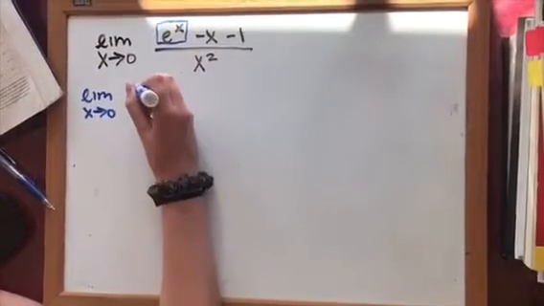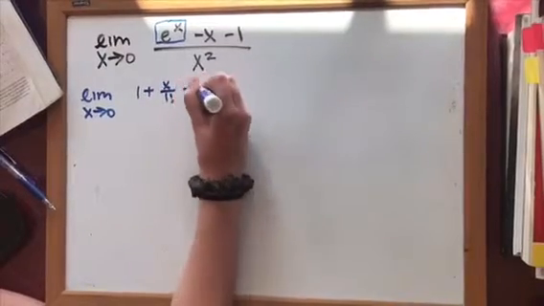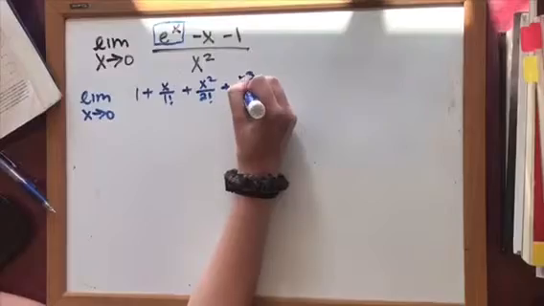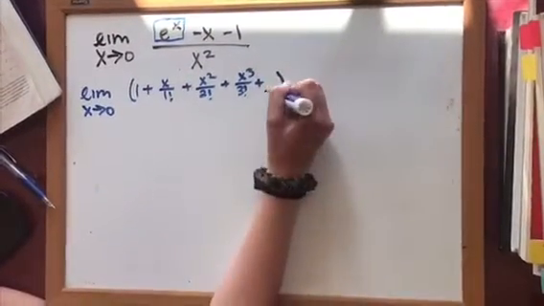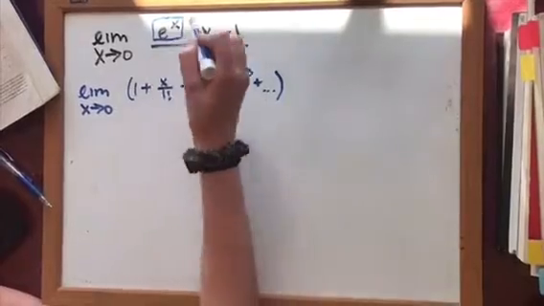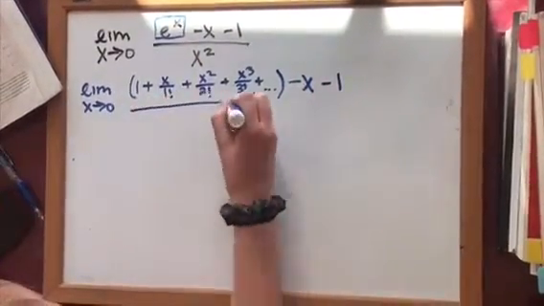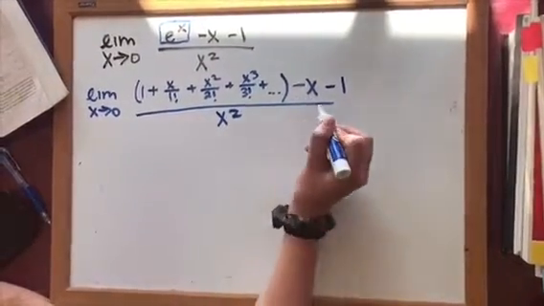Now we're going to take this e to the x and start writing out terms for it. That's going to be equal to 1 plus x over 1 factorial plus x squared over 2 factorial plus x cubed over 3 factorial plus ... And this should just be memorized because it is the expansion for e to the x. And then we're going to have minus x minus 1 all over x squared. So already we can see that we're going to have some cancellation here.